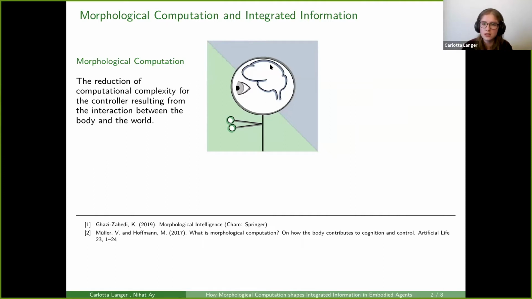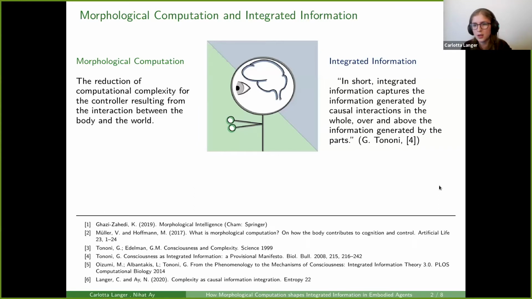So when we go to the inside, to the control architecture, we're going to use tools from integrated information theory to analyze what's going on there. Integrated information theory, as most of you will know, was developed mainly by Giulio Tononi as a measure of consciousness. And in his words, in short, integrated information captures the information generated by causal interactions in the whole over and above the information generated by the parts. This theory went through various phases of development. I've put here as an example only 3 of the many publications in this field, and therefore there exist different branches of integrated information measures. The measure that I'm going to use here is an information geometric one, and the reasoning behind this measure was introduced and discussed in our publication, Complexity as Causal Information Integration.